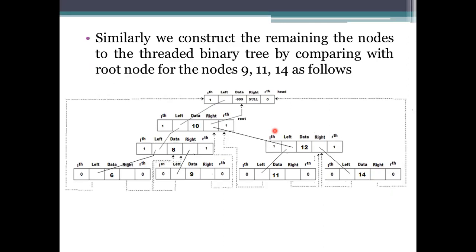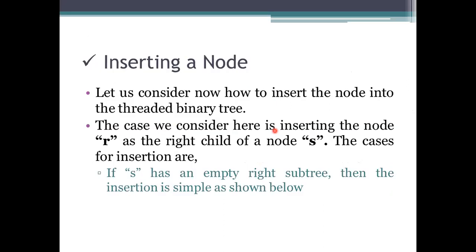We get to the root node and check whether it is greater than or less than, and after that we add the values. To insert a node into this threaded binary tree, we need to see how the processing goes, whether there is space or not. Let the inserting node be R, which is to be the right child of this node S here.